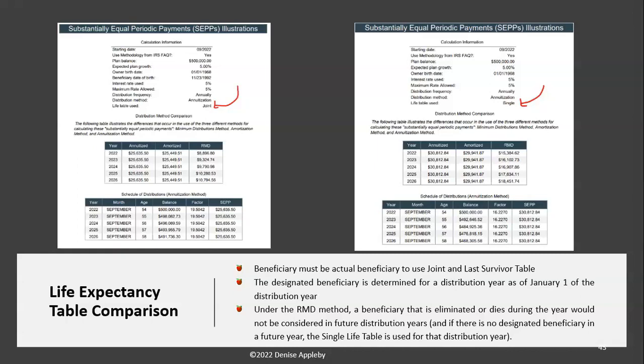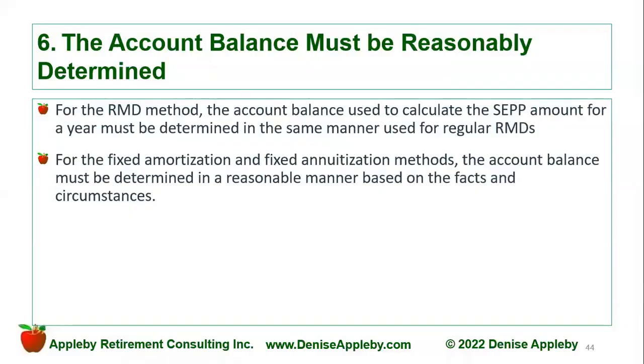And we're just looking at the annuitization method. Same thing for the amortization method. The amount is higher when you use the single life expectancy table.